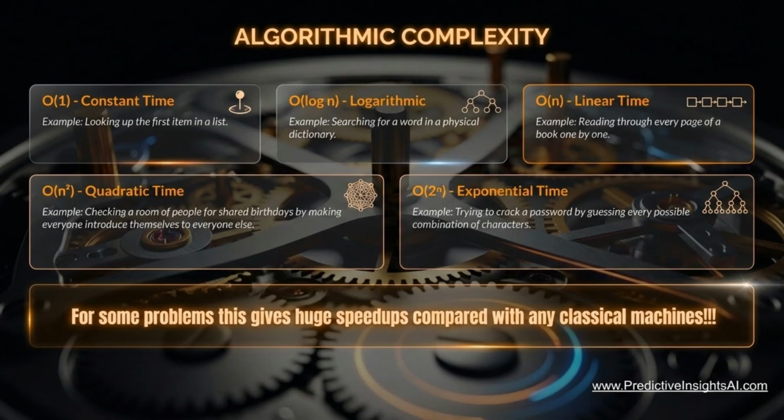Algorithmic complexity ranges from constant time, like looking up the first item in a list, to exponential time, which is trying to crack a password by guessing every combination. Quantum computing can offer huge speedups for some problems compared to classical machines, particularly those with exponential difficulty.